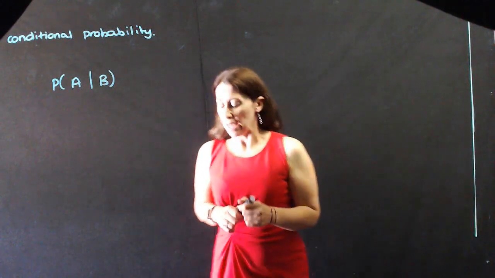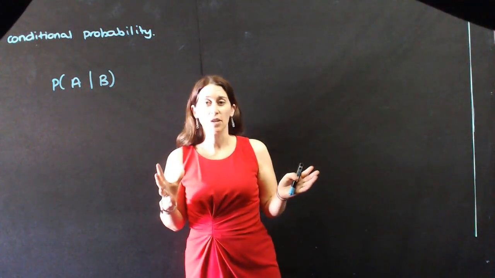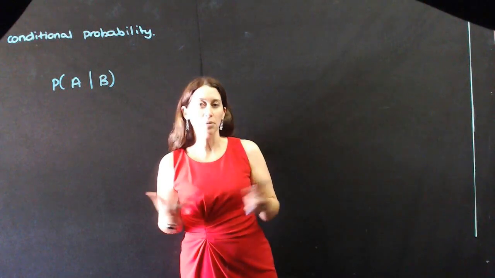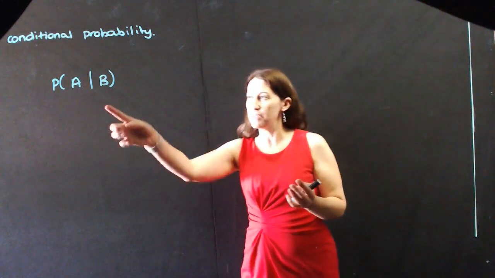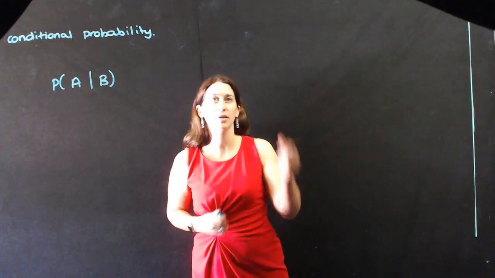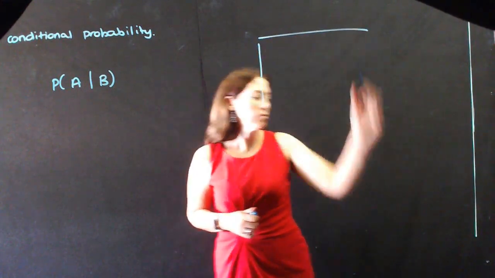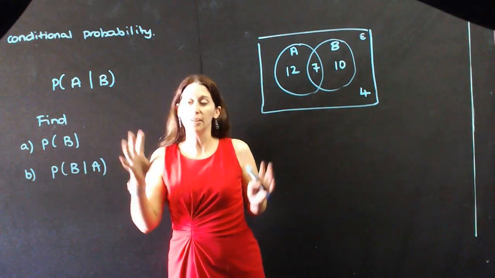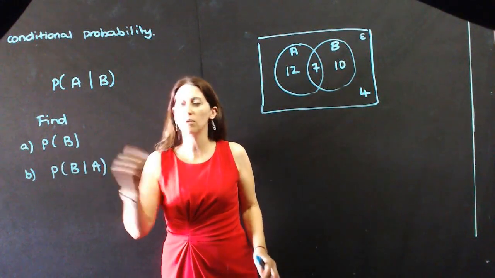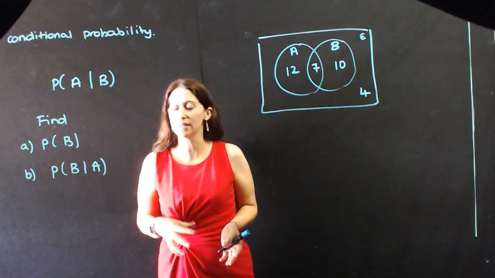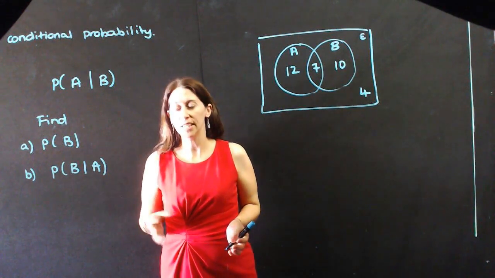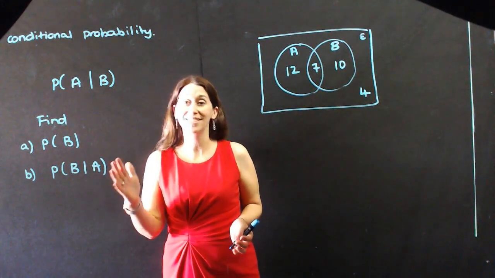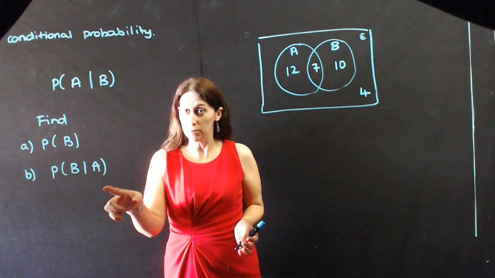So I'm going to consider a Venn diagram. I'm just going to draw up a Venn diagram that we've used before with apples and bananas. I'll let A represent apples and B represent bananas. So here's the Venn diagram. What we've got to do is find that if a student was selected at random, what's the probability that the student liked bananas? And then what's the probability that a student likes bananas given the fact they like apples?